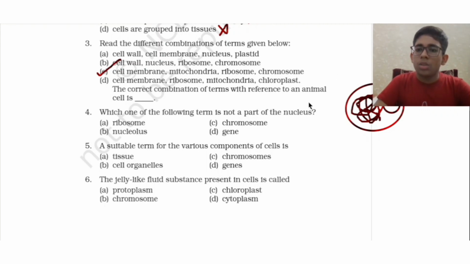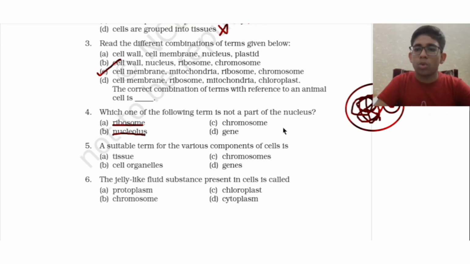So according to this diagram, we will answer the question. First option, ribosome. By the first option, we know that ribosome is not present in the nucleus, but we will also see other options. Second option, nucleolus. This is the nucleolus. This circular thing in the nucleus is called nucleolus, that is present in the nucleus. So it is not the answer.